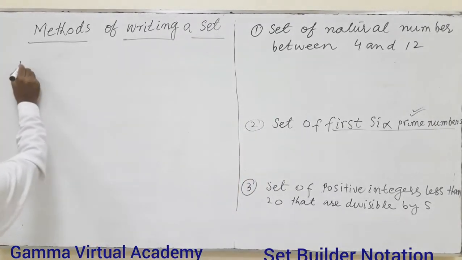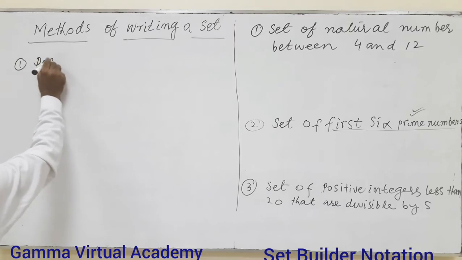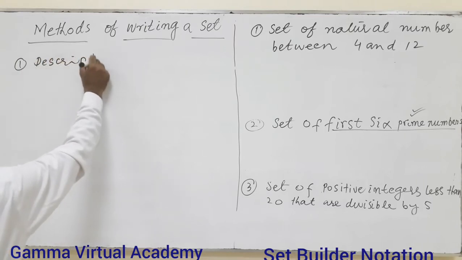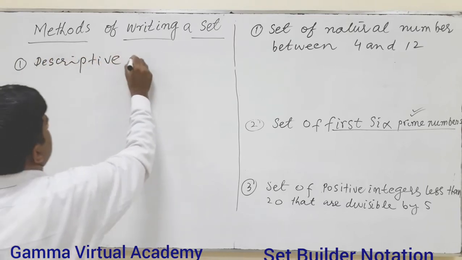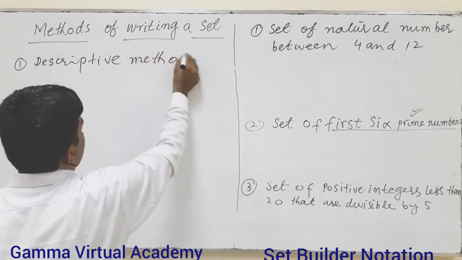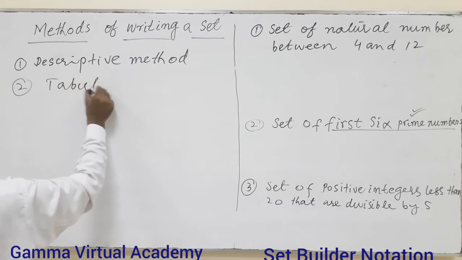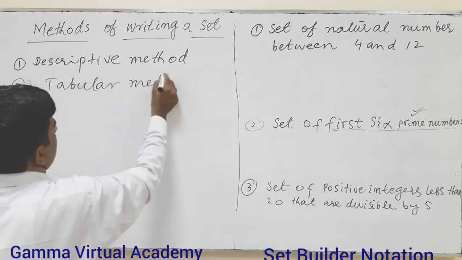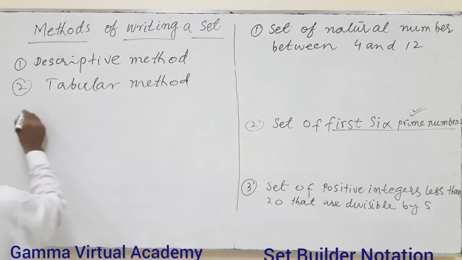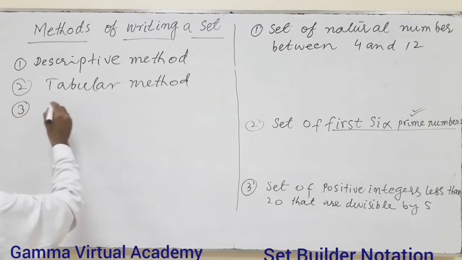We know well there are three methods. Descriptive means described in words, the descriptive method, and the second one is the tabular method, and the third is set builder notation.